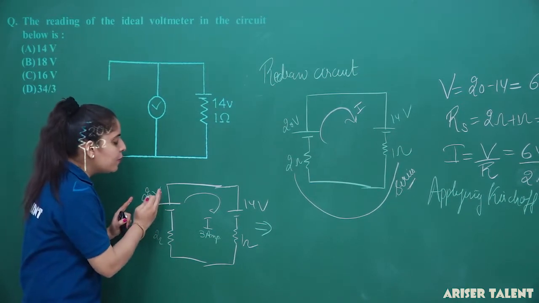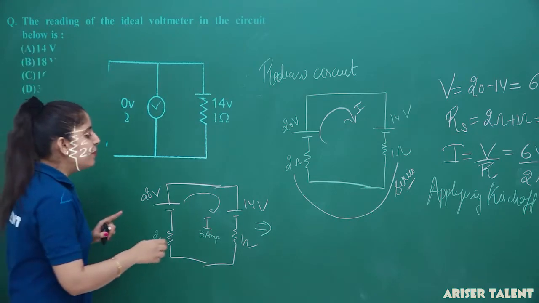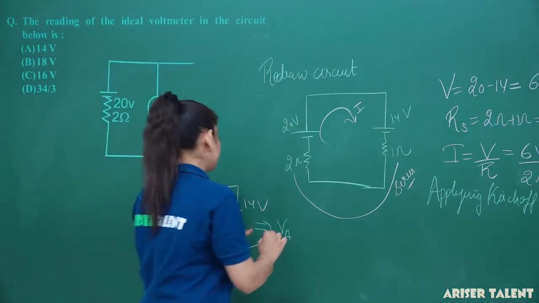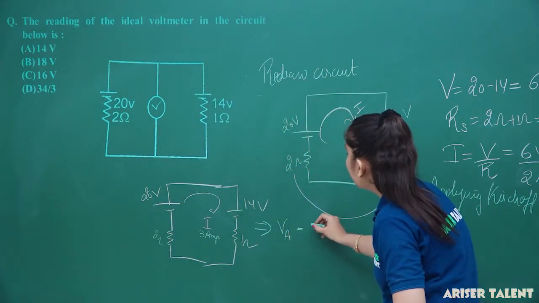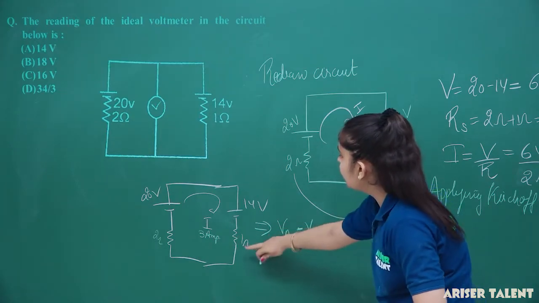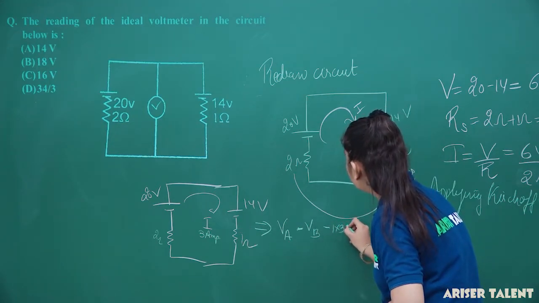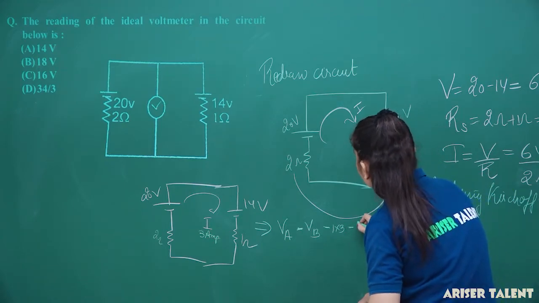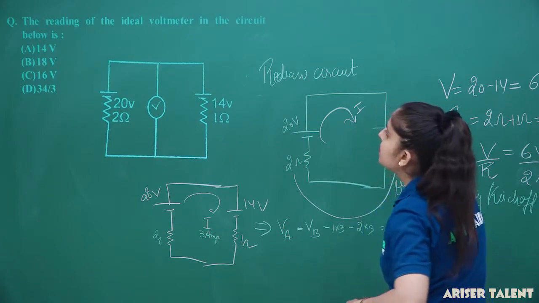So if I am going from this potential to this potential, I will just write VA minus, if I am going in this direction, I will write VB minus, this is our 1 ohm resistance. So 1 into 3 will simply give you 3, 3 ampere. Going in this direction, what you will get? 2 into 3, that is equal to 0.